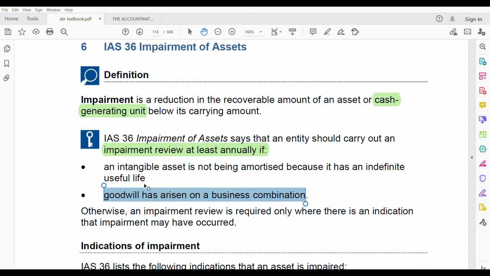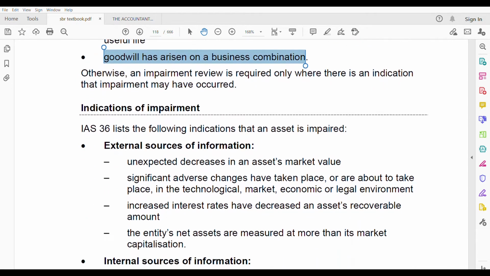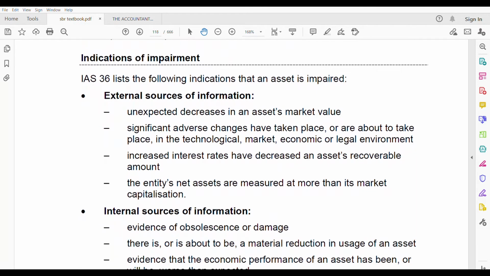you need to review for impairment only when you can see that there are conditions or an indication that impairment has occurred. What are those conditions? One is known as internal factors, the other as external factors. So let us go through that list. Let us go to the external first. You can just go through this list.